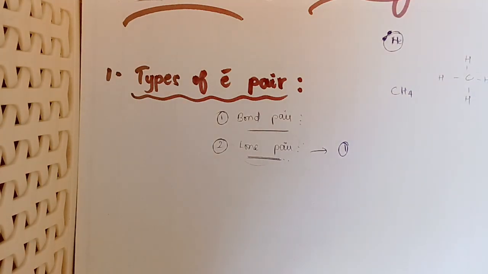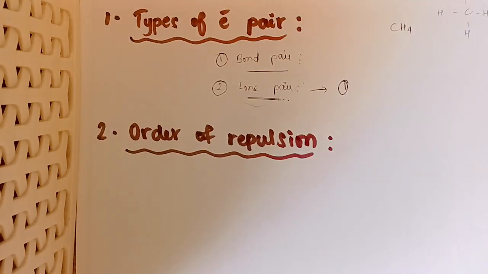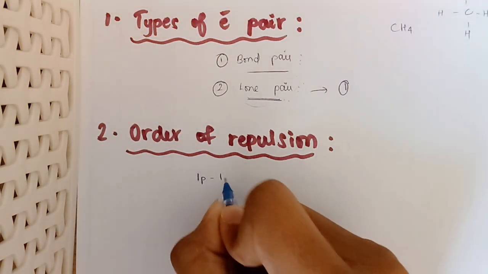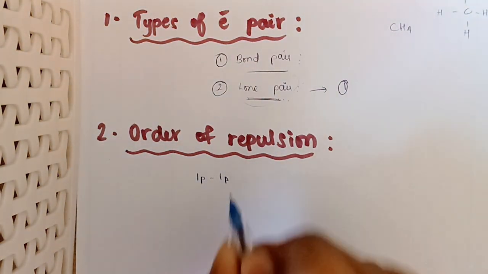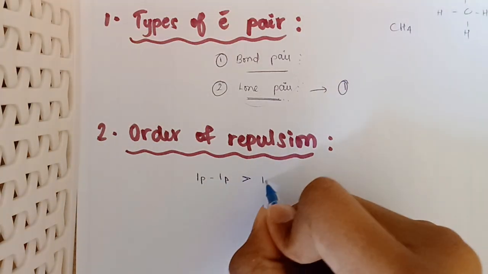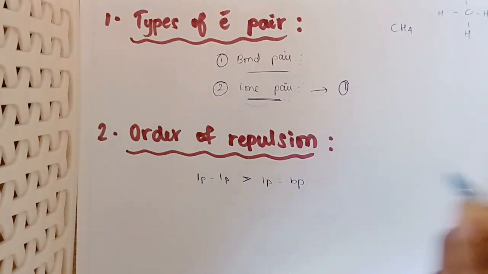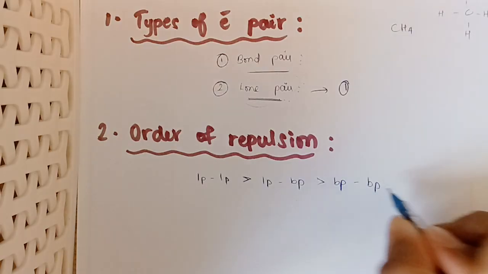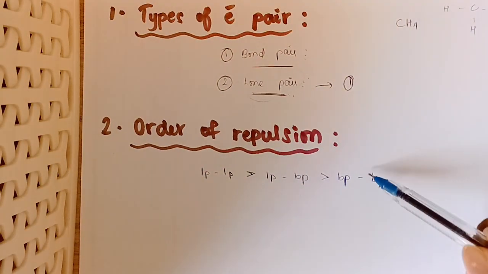So what do we mean by the repulsion of these pairs? That is called the order of repulsion. That's our next topic. So what is the order of repulsion? The strength of the repulsion is very important, and the order is: two lone pairs have a repulsion greater than a lone pair and bond pair, and that is greater than a bond pair and bond pair. An easy way to remember this is by this rule.